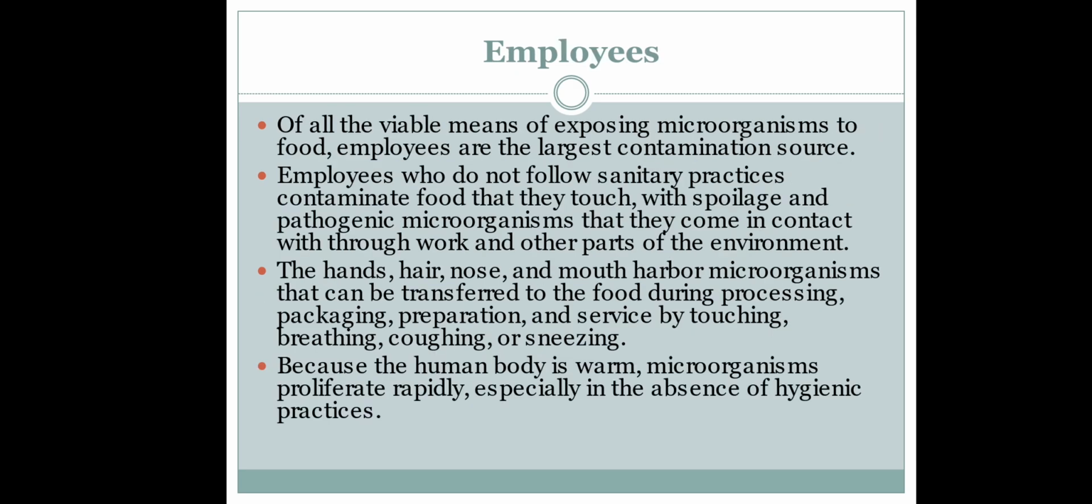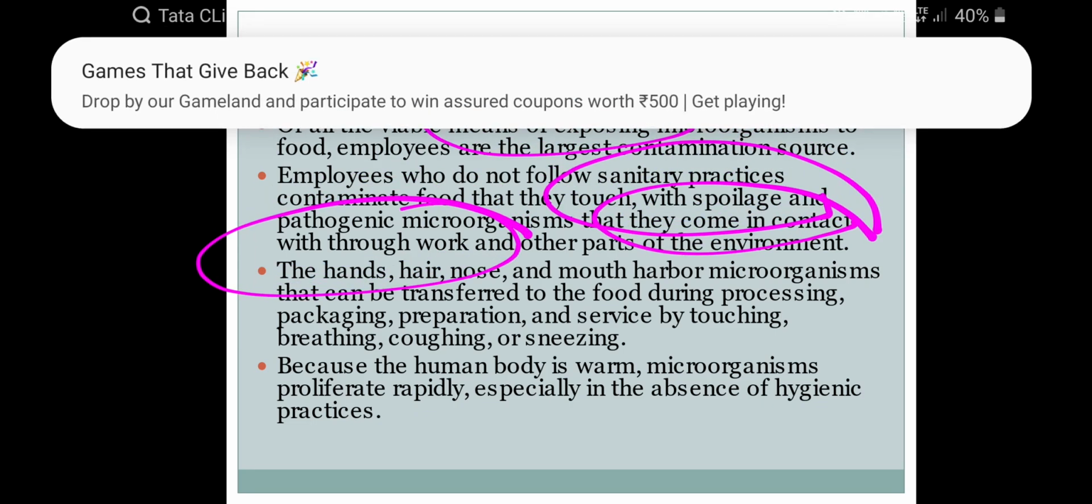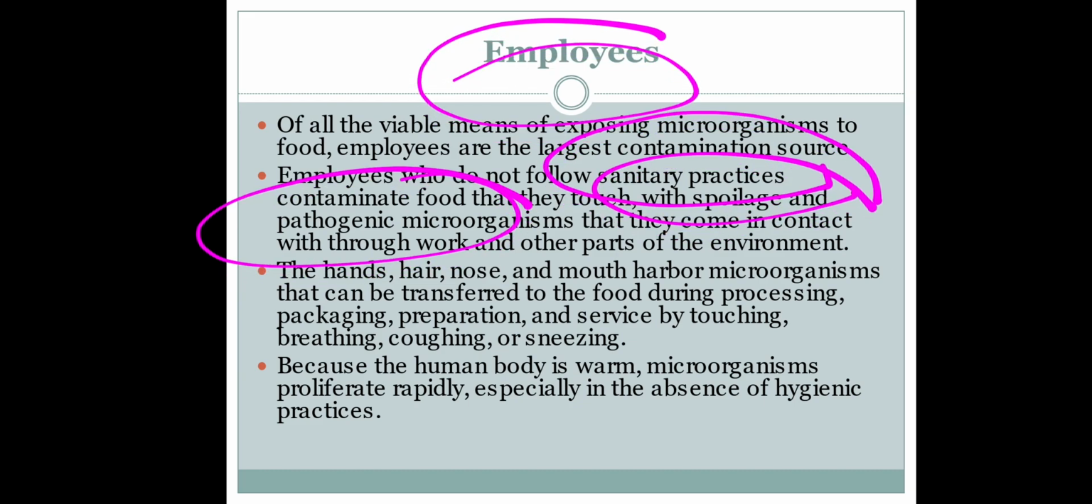The employee is one of the most important. They are living organisms, and they are a source of microbes. Since they are a source of microbes, if they do not follow sanitary practices, they can lead to the spoilage of food, and especially to pathogenic contamination. Sometimes they can be just vectors. For example, Typhoid Mary, who was working in different restaurants of America. She herself was resistant to typhoid, but she was responsible for this big disease in a number of food restaurants.